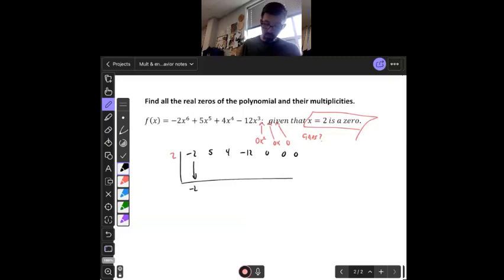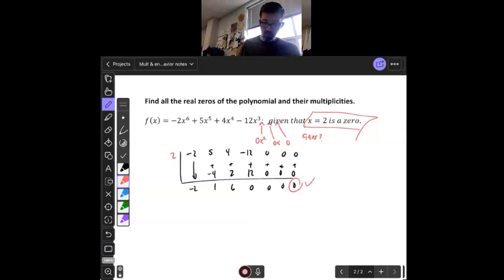First number drops down, I get -2. -2 times 2 is -4. You add, you get 1. 2 times 1 is 2. You add, you get 6. 2 times 6 is 12. You add, you get 0. 2 times 0 is 0. 0.